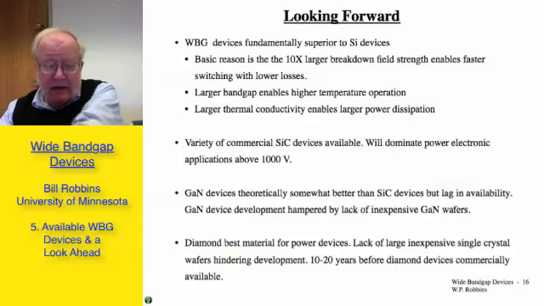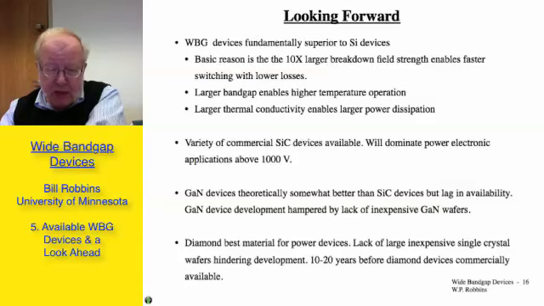Gallium nitride devices are theoretically somewhat better than silicon carbide, but their present problem is they lack an availability of inexpensive gallium nitride wafers. And until that problem can be solved, we're not going to see very many gallium nitride devices for high power applications. As I've already pointed out, diamond is the best material for power devices, but it's hampered by the lack of large and relatively inexpensive single crystal wafers. And until those wafers are available, we're not going to see any commercial diamond devices.